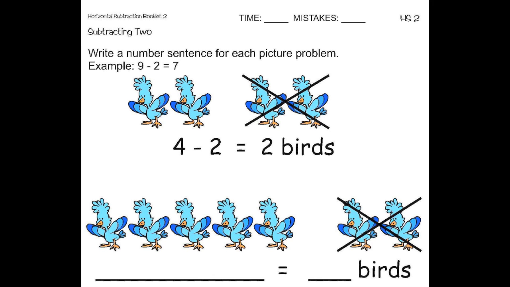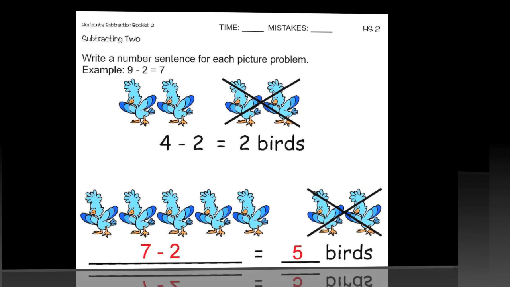Now let's work on the picture problem beneath that. Here we have 7 birds to start out with, and then 2 flew away. So we have 7 minus 2. So how many birds are left? Well, 7 minus 2 equals 5. So there are 5 birds left.